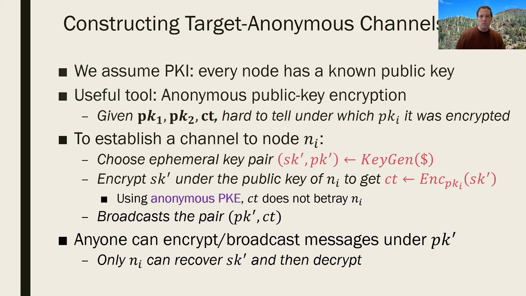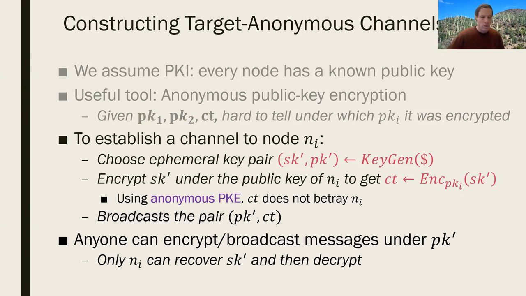So using these tools, here is how we're going to establish a channel that leads to some node N_i, and everybody can send to it without knowing who N_i is. I'm going to choose an ephemeral key pair, a public and a secret key, and encrypt the secret key under the long-term public key of N_i. The long-term public key is part of the PKI. So I'm gonna get a ciphertext, which is an encryption of the ephemeral secret key under the long-term public key. And that encryption is using anonymous public key encryption. So if I show everybody the ciphertext, that doesn't say which public key was used to generate it. And in particular, it doesn't betray the identity of N_i.